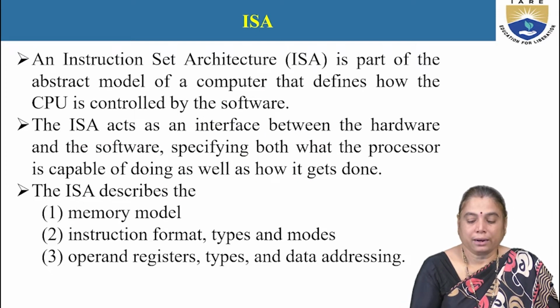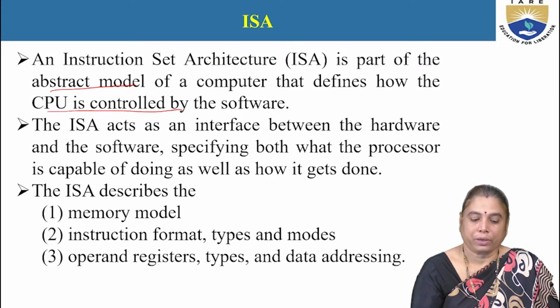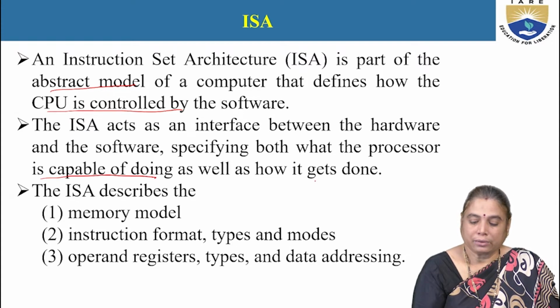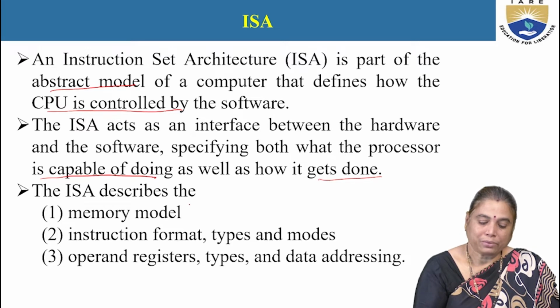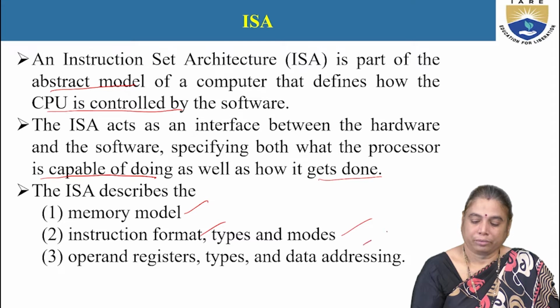An instruction set architecture is part of the abstract model of the computer that defines how the CPU is controlled by the software. Not only does the instruction set architecture act as an interface between hardware and software, it also specifies both what the processor is capable of doing as well as how it gets done. It specifies the instruction formats as well as the memory model, data types, addressing modes, operating registers, types, and data addressing.